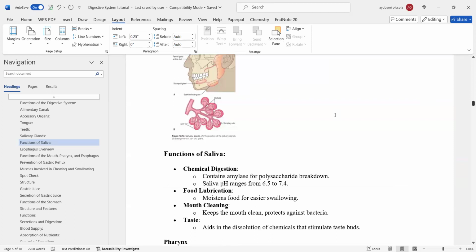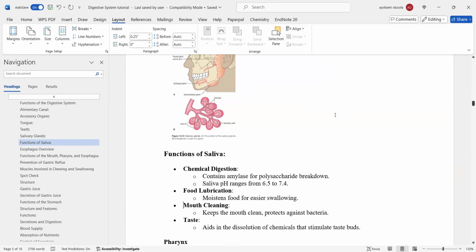What are the functions of the saliva? We have chemical digestion. The saliva contains amylase for the breakdown of polysaccharides or carbohydrates. So the digestion of carbohydrate starts in the mouth. The saliva has a pH that ranges between 6.5 to 7.4. So saliva is slightly alkaline.